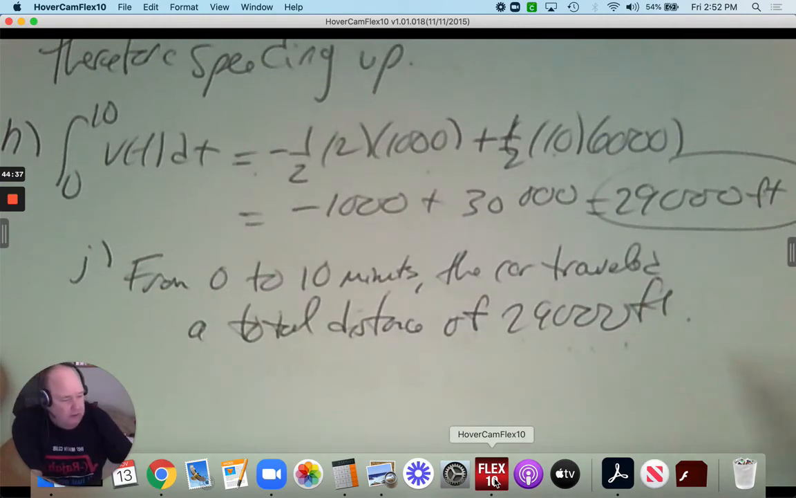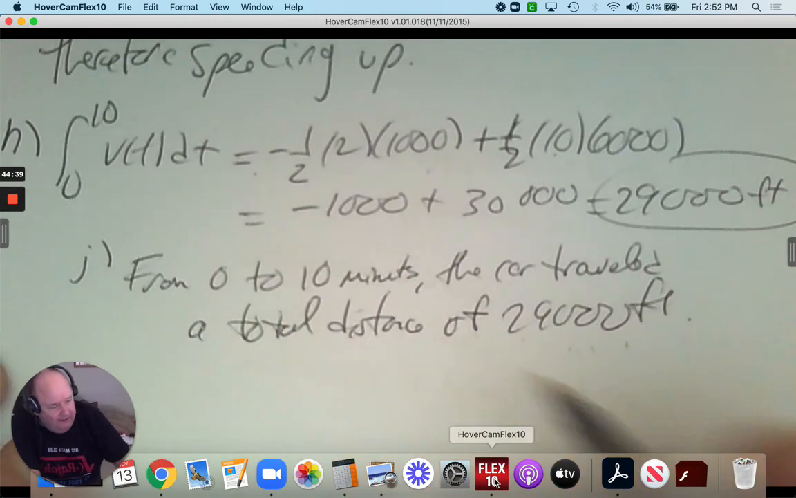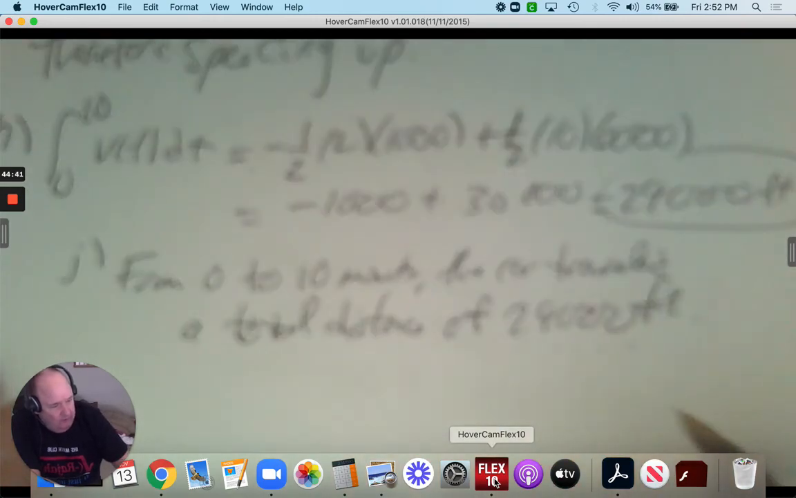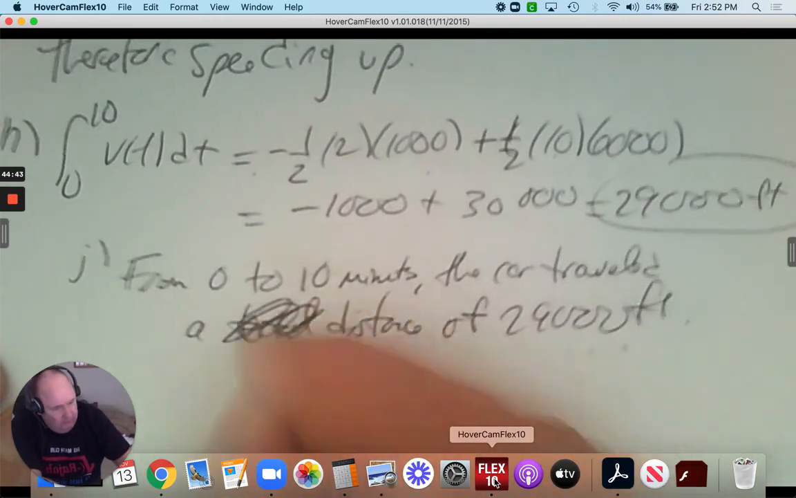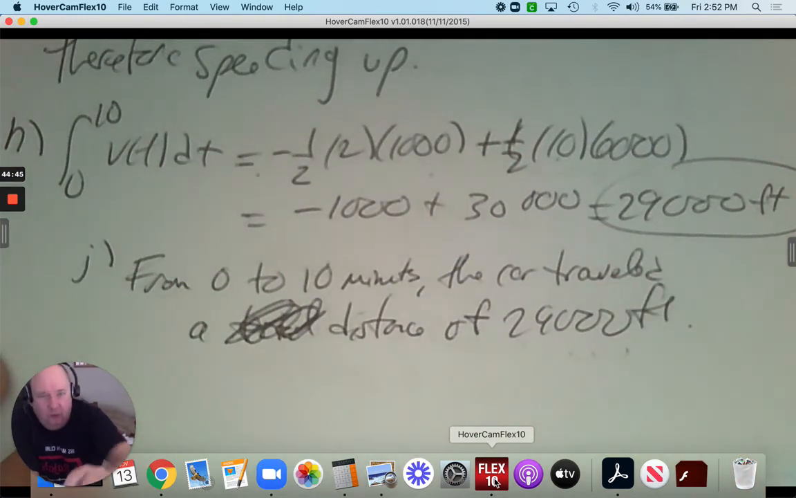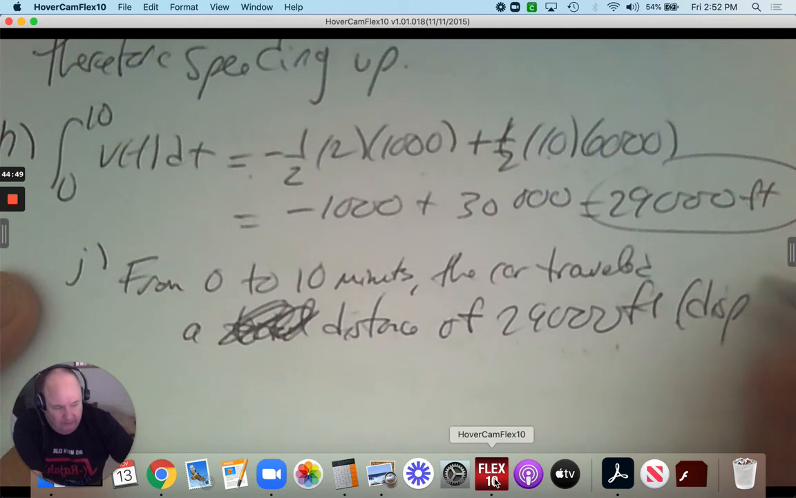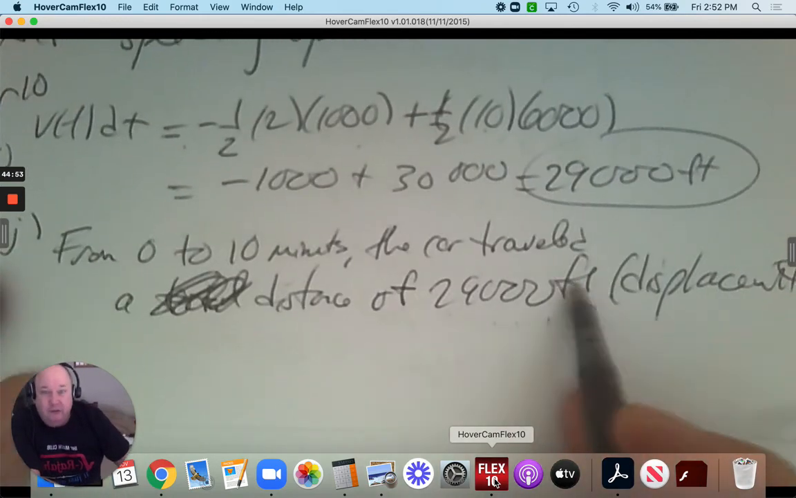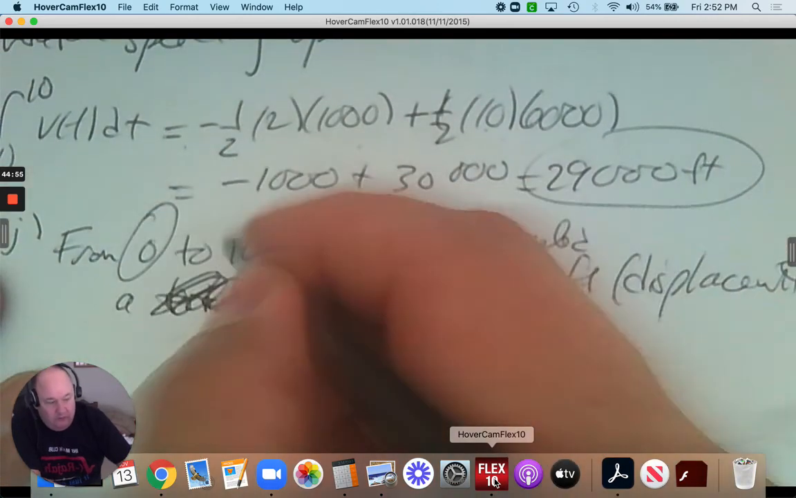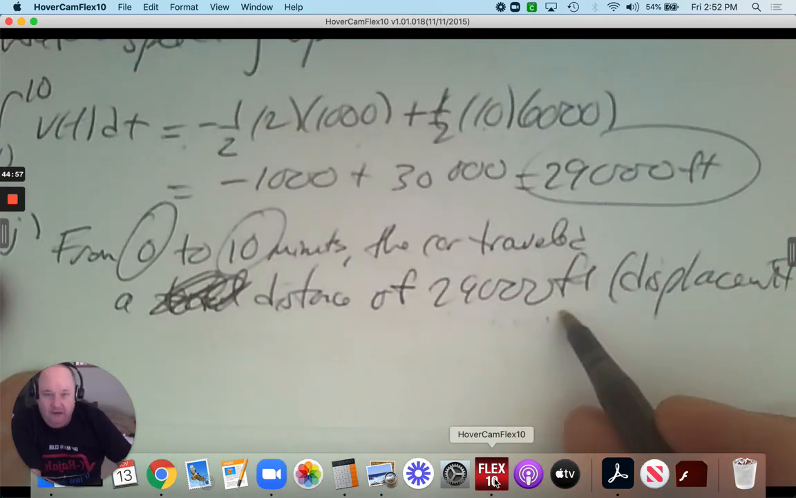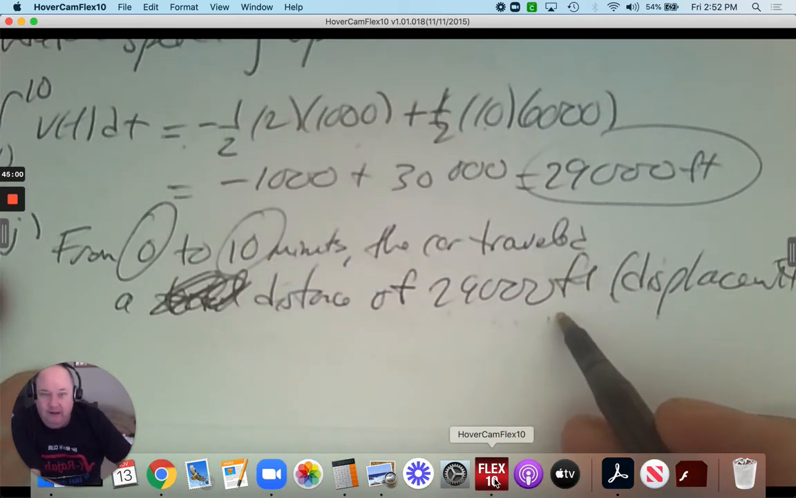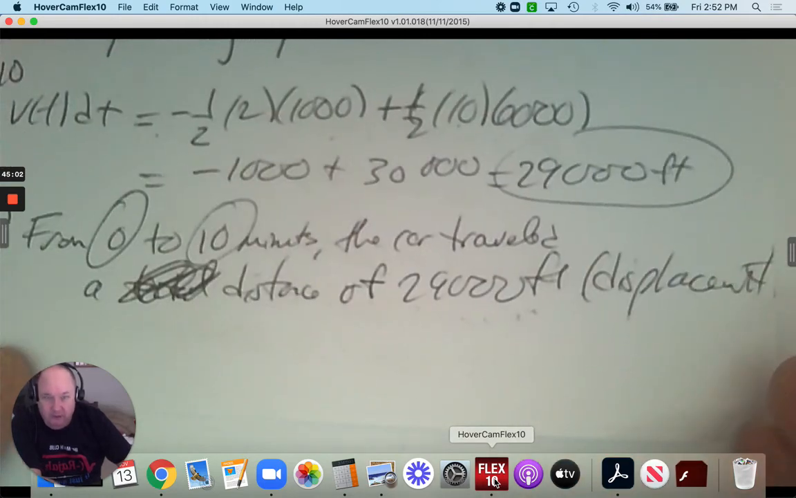But yeah, you know what? The car traveled, it's not really a total distance, but a displacement of 29,000, right? Like from where it started to where it ended. So that is actually the displacement of the vehicle. So where did it start? Where did it end? And the answer is 29,000. That's the displacement of the vehicle.